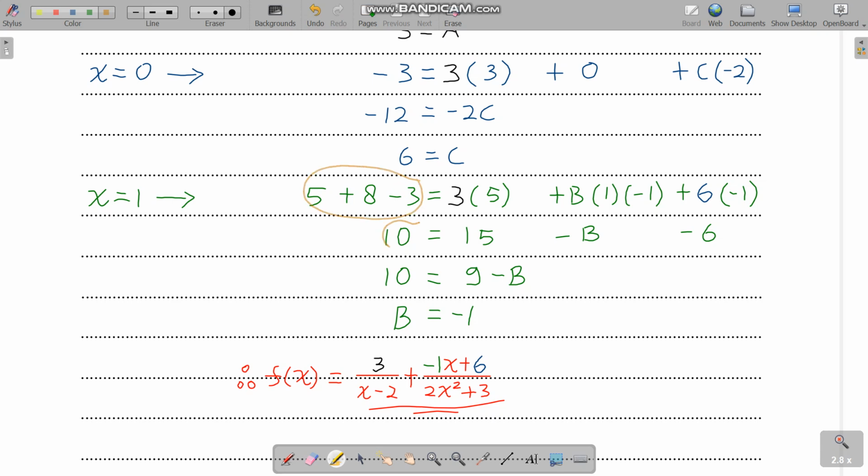Use a calculator, we get 10. This is 15, and this is minus 6. 15 minus 6 is 9. Subtract 9 from both sides and divide by minus 1, so b is minus 1. So we have a plus bx plus c for the final answer.